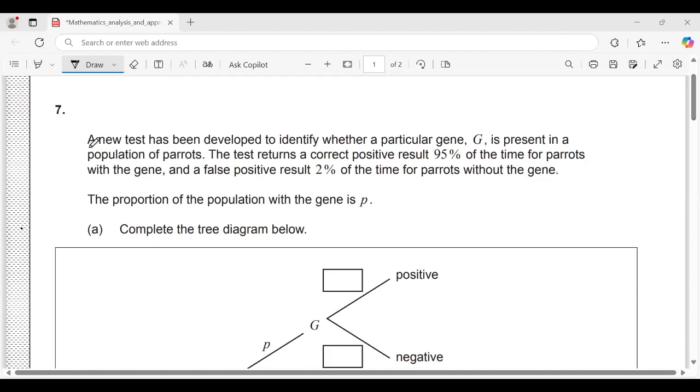Number 7. A new test has been developed to identify whether a particular gene, G, is present in a population of parrots. The test returns a correct positive result 95% of the time for parrots with the gene, and a false positive result 2% of the time for parrots without the gene. The proportion of the population with the gene is P. Complete the tree diagram below.